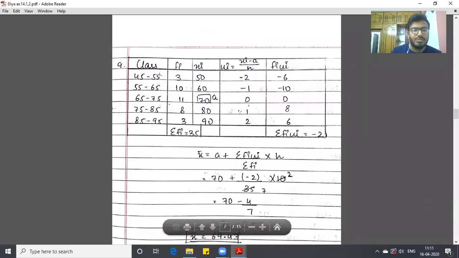Now 45 to 55, the class is given, fi is given, xi we have to find out, that is 55 plus 45 divided by 2. So 55 plus 45 is 100, 100 divided by 2 is 50. Then you calculate the xi. After that you used the ui method. A you are taking as 70, so in front of a what will it be? 0. Above it -1, -2, and below it 1 and 2. The same way you calculate fi into ui, that is 3 into -2, -6, and all this.